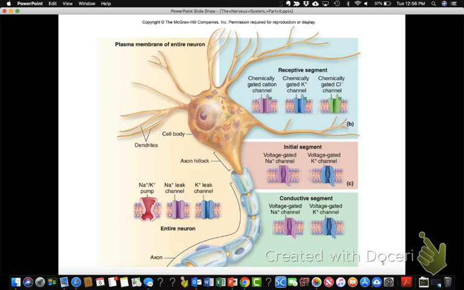On the axon, whether it's at the axon hillock or in the conductive segment, you have two kinds of voltage gates. You have voltage gates for sodium and potassium, and voltage gates are opened by electrical current. So once you create the electrical current in the receptive region, that electricity opens these voltage gates.